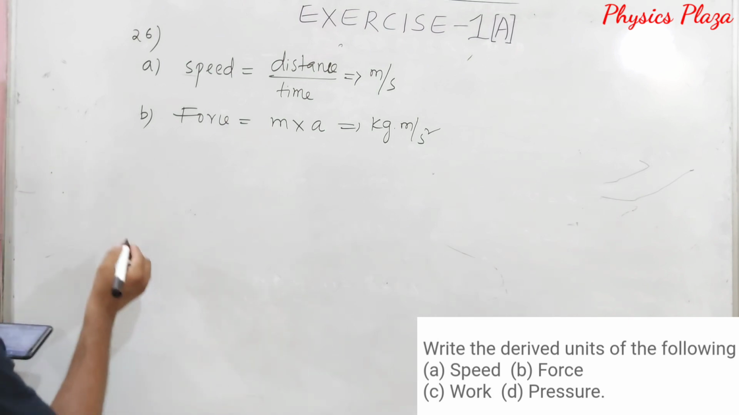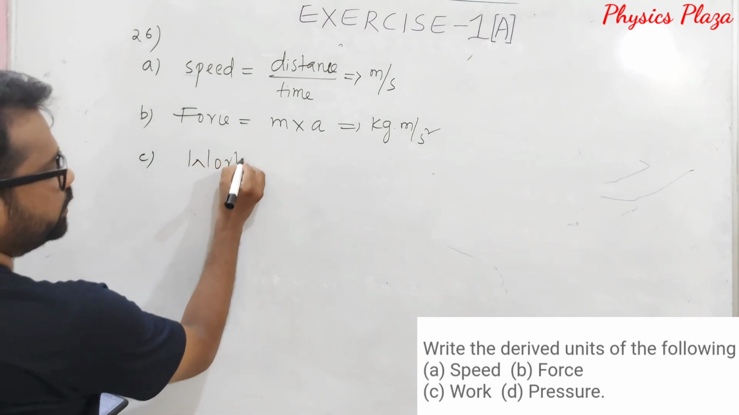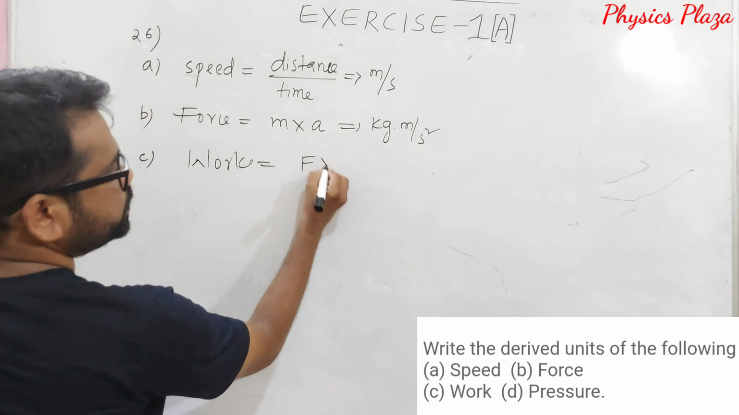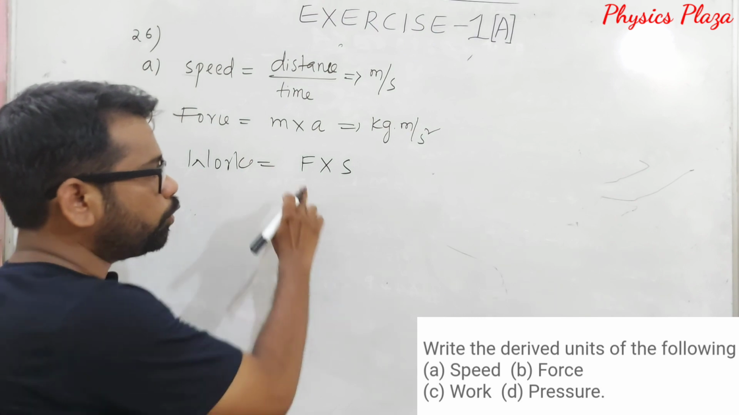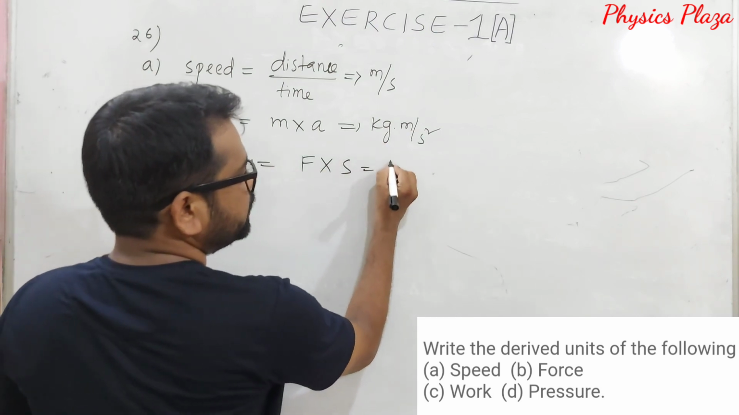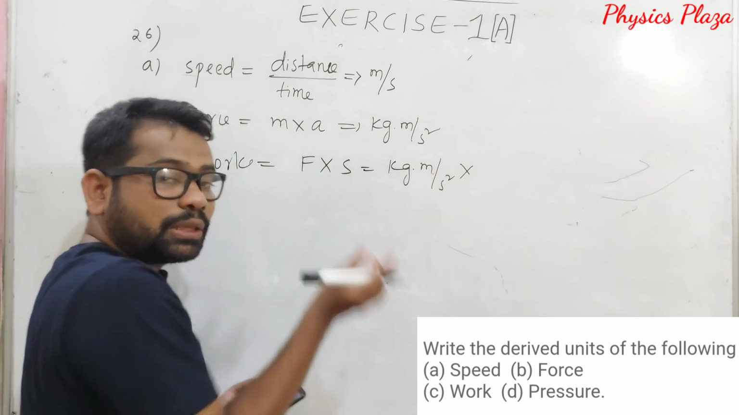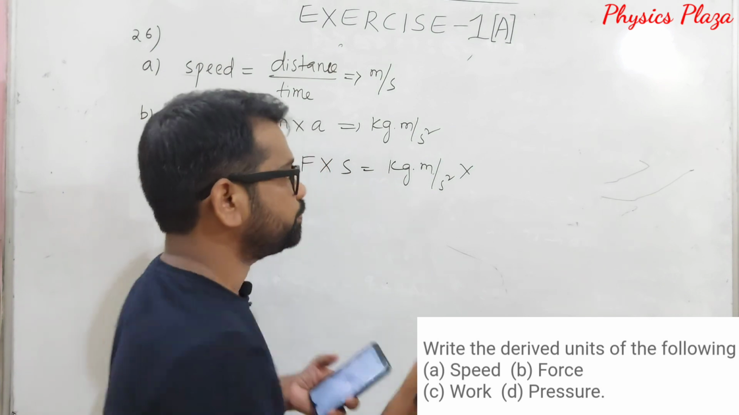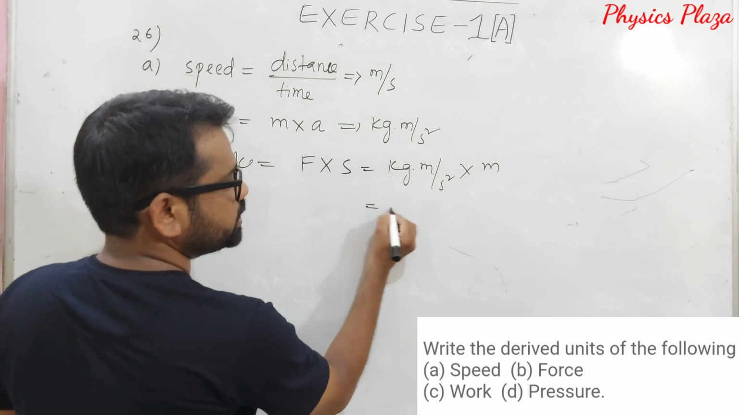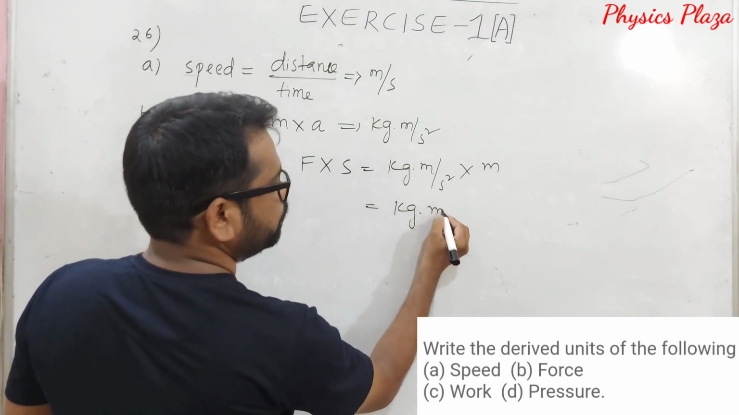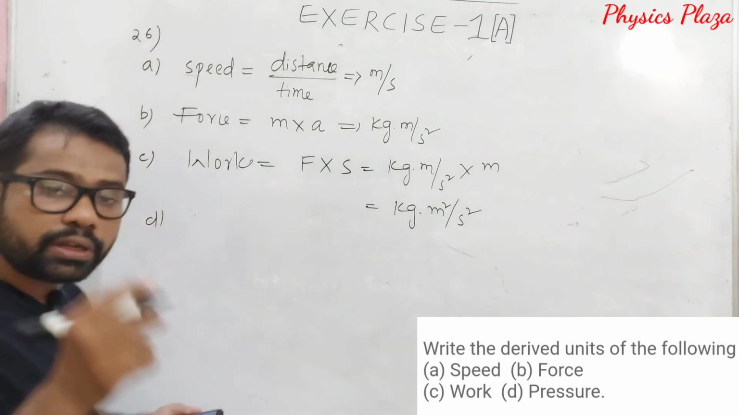Now, next, C. It is work. Children, work is equal to force into displacement. Displacement is nothing but length only again. Force we already got here. So this will be kg meter per second square into displacement, which is length. The unit of length is meter. So it is meter into meter, meter square. So this is kg meter square per second square. Okay. Now, D. So, the last bit in question number 26.